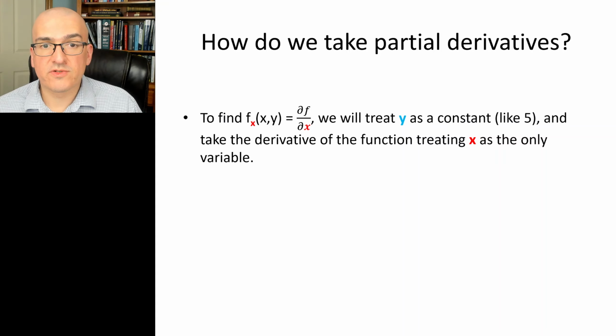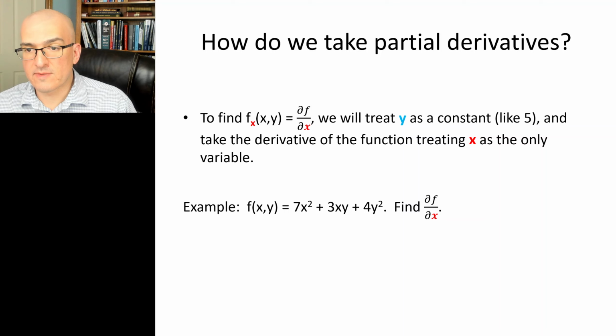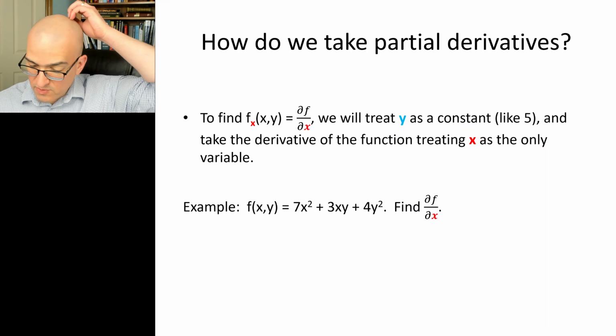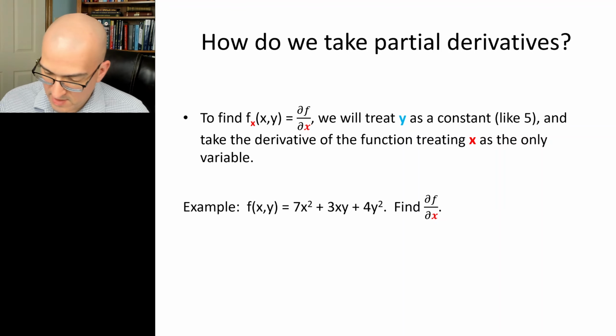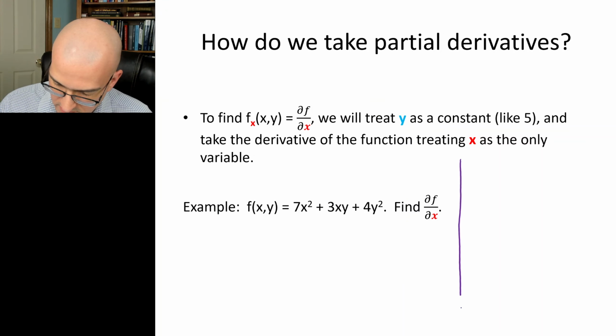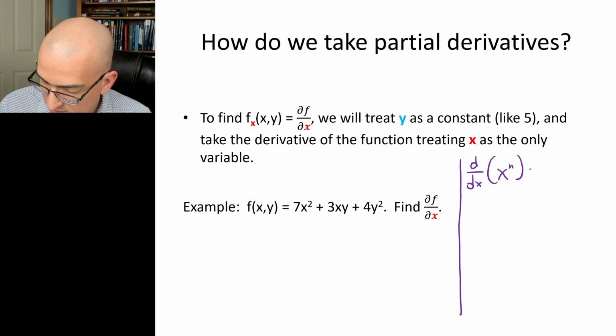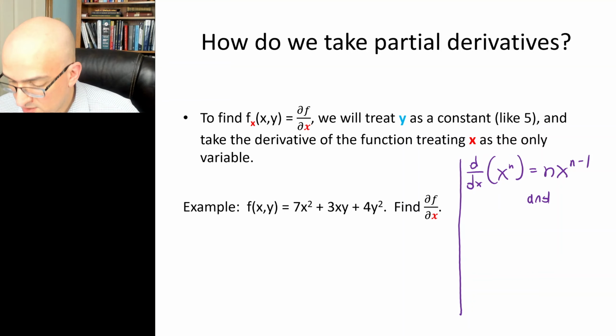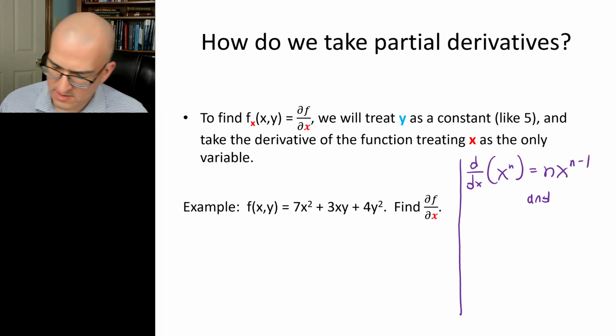The way that we're going to take partial derivatives in this course is we're going to use shortcuts. So the shortcut that we'll use to take the derivative of a function like this one, 7x squared plus 3xy plus 4y squared, is we're going to use the power rule, and we're going to use another rule. So we're going to use d by dx of x to the power of n is n times x to the power of n minus 1, and we're going to use one of the underappreciated rules in calculus for derivatives.